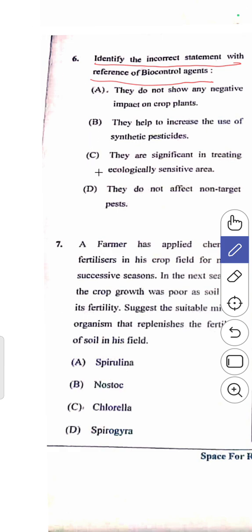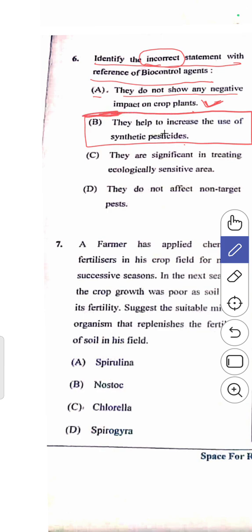They have given four different statements regarding biocontrol agents. All you need to do is choose the incorrect statement. So A, read out the A thing. They do not show any negative impact on crop plants. So this is true. They are nature friendly, crop friendly. So A is true. B, they help to increase the use of synthetic pesticide. So this statement is wrong here. This biocontrol agent will not encourage synthetic pesticides.